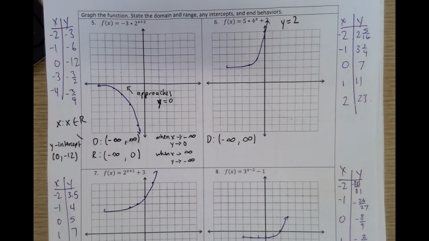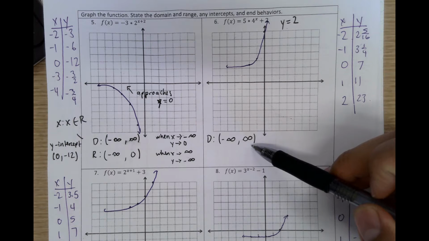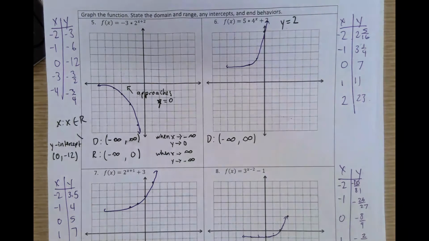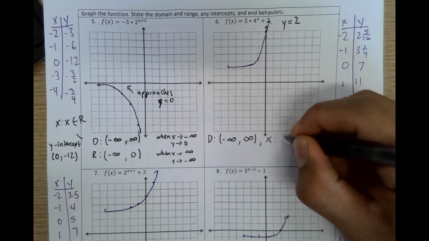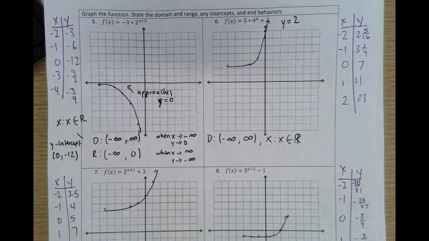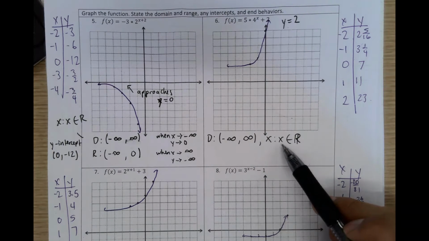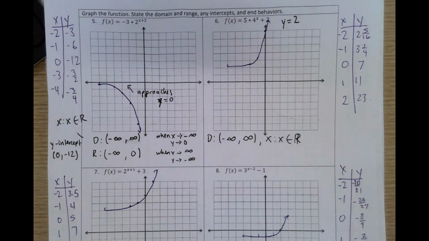For this graph, the domain is all the possible negative x values and all the possible positive x values. The reason is you can put in any input, any number, and you will get a result. You can also write this as x is the set of all real numbers. All that just means is that x is the set of all x values in every real number. It's just a fancy way of saying any real number works.